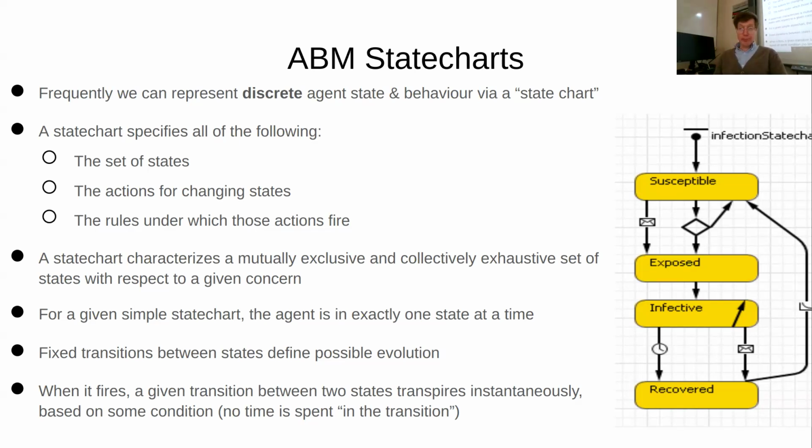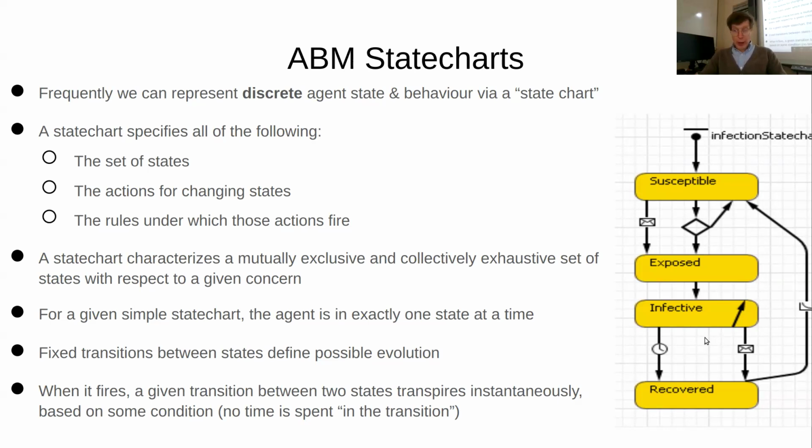With respect to a concern, I should note that a state chart characterizes a mutually exclusive and collectively exhaustive set of states with respect to that concern. And what I mean by that is they're collectively exhaustive. This is the full set of states that you can be in with respect to the infection concern. And they're mutually exclusive. If you're in one, you're not in another. Now, there's an asterisk here. And we'll introduce compound states, which give a hierarchical characterization, in just a few minutes.